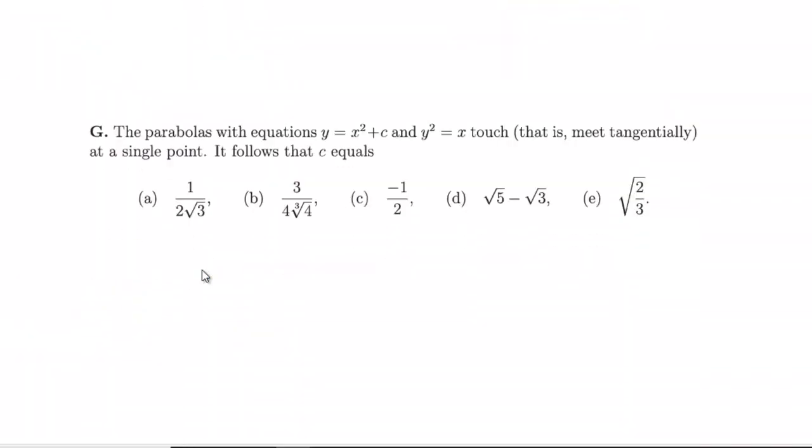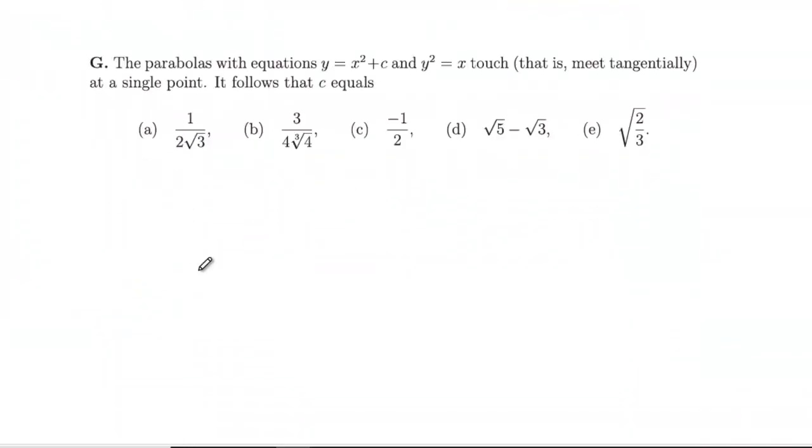So onwards to G. The parabolas with equations that and that touch at a single point, which means what? Yeah, what does that mean? So, well, we know that x squared plus c. Oh, we got to get what c is, yeah. X squared plus c is going to be equal to the square root of x. So that's one thing. And they've got the same gradient at that same point.